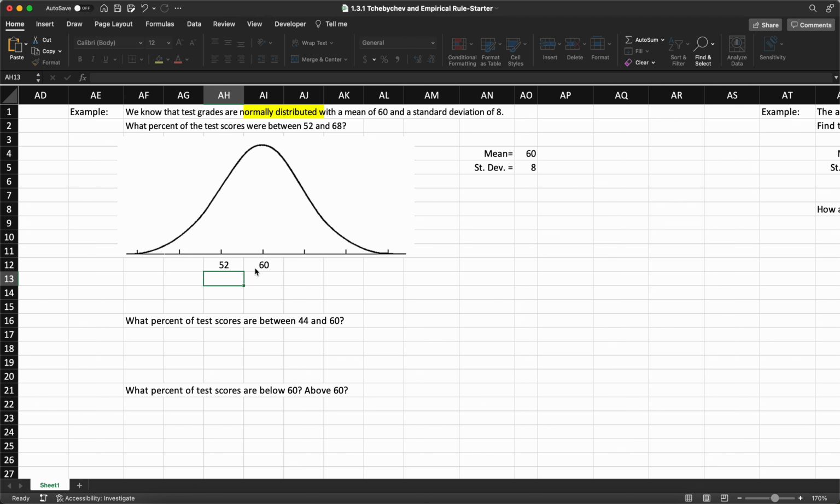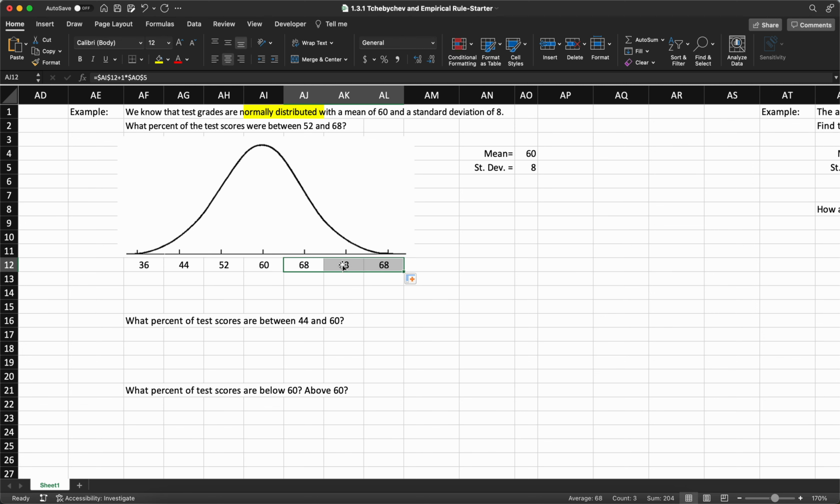And the reason I'm locking these references is so that when I drag this to the left, I'm still referencing this cell and this cell, okay? And all I have to do is change one standard deviation to 2, and then 2 standard deviations to 3. And I can do the same thing here. I'm going to reference this cell, lock the reference. I'm going to add 1 standard deviation, lock the reference to that cell too. I can copy and paste.